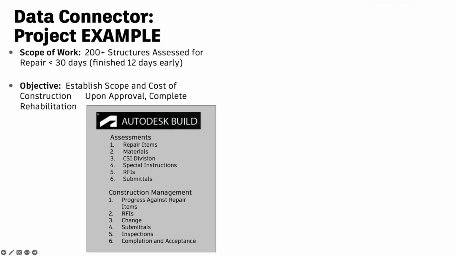So here's our first project example. On this particular project, our scope of work was that we had to go in and assess more than 200 structures for the repair and the extent of repair that was needed. The procurement was put out that we needed to be able to do that in 30 days. I will tell you, we had Build, and we sat down with our strategy and developed our execution strategy, and the project team felt they could propose it and get it done within 23 days.